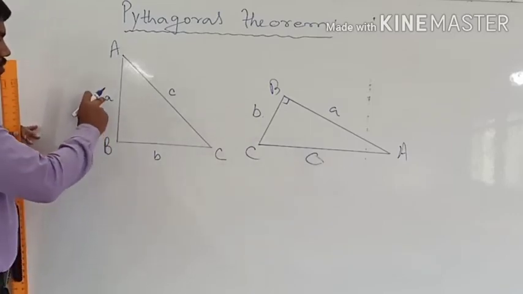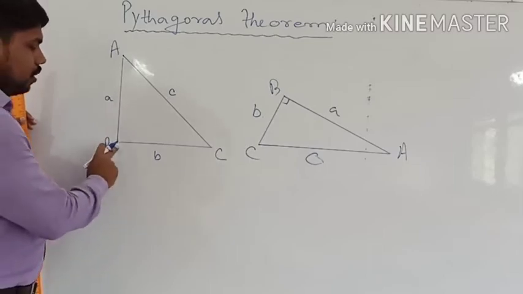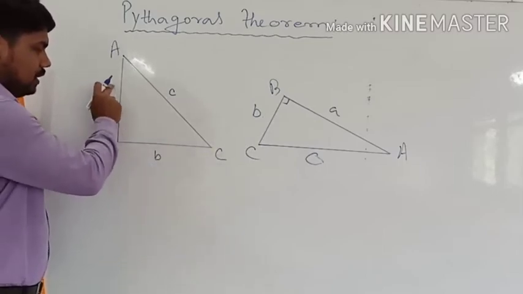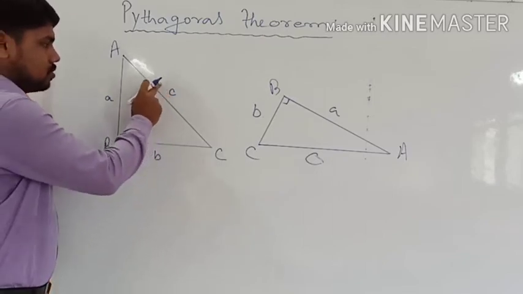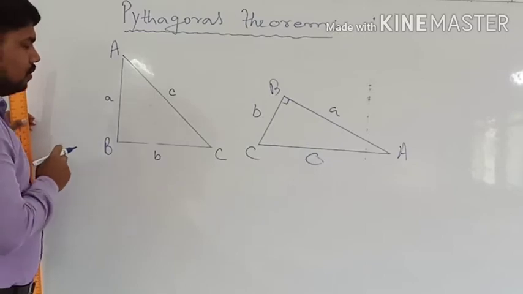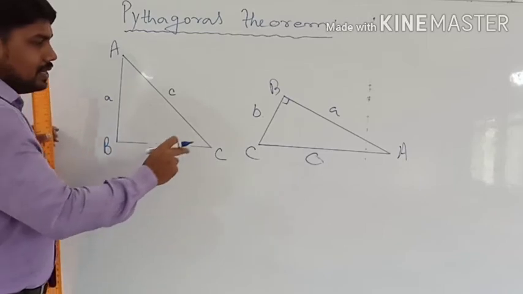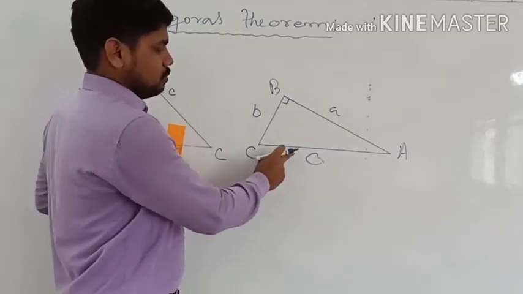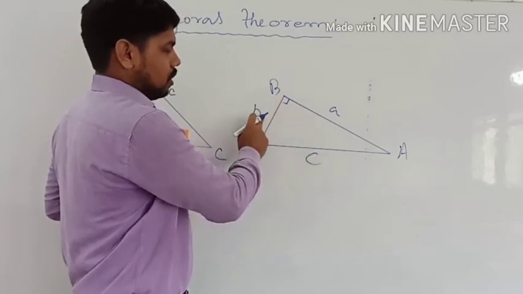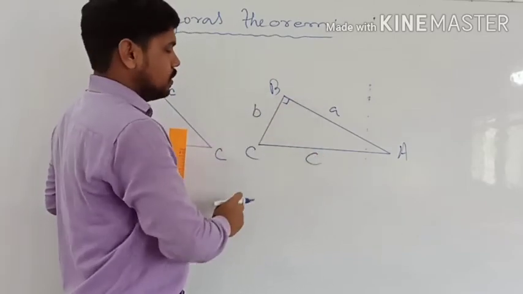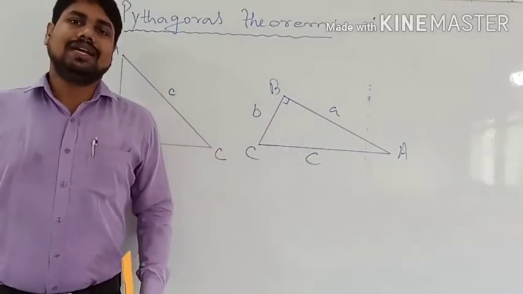Suppose you got the value of AB and the value of BC. Then you have to square the length of this side, square the length of this side, and then square the hypotenuse. What you will find is that the sum of the squares of these two sides will be equal to the square of the hypotenuse. In this case also, this is the hypotenuse, so the square of its length will be equal to the sum of the squares of these two sides.